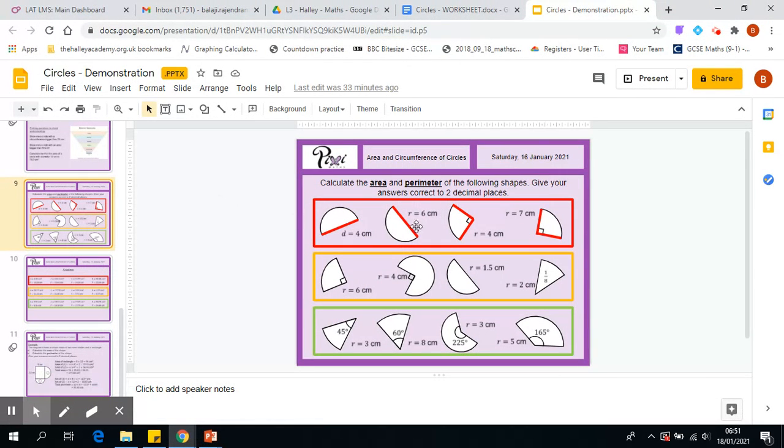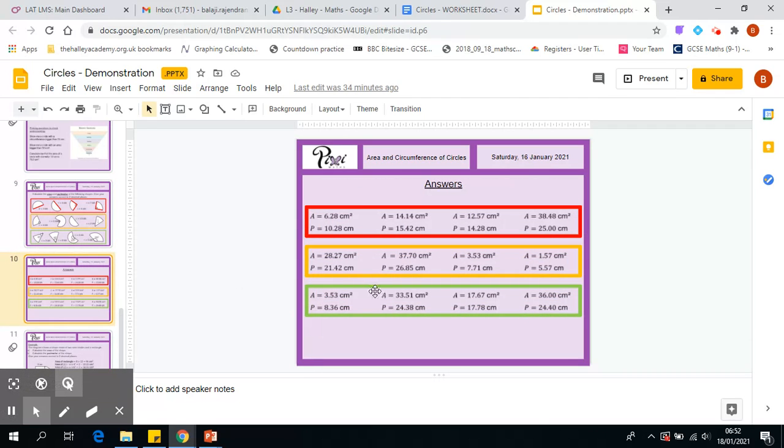Using that example, attempt any 4 questions. Here are the answers. They're also in slide 10 for your reference.